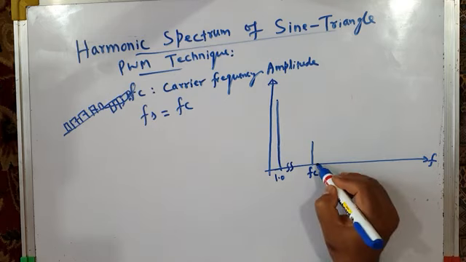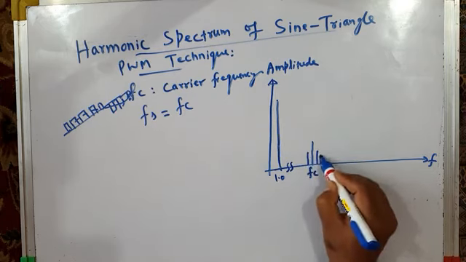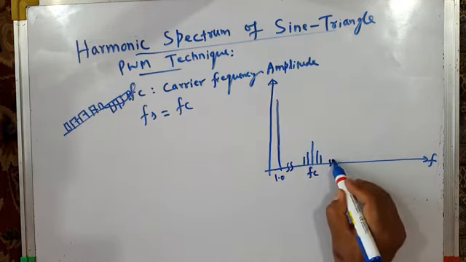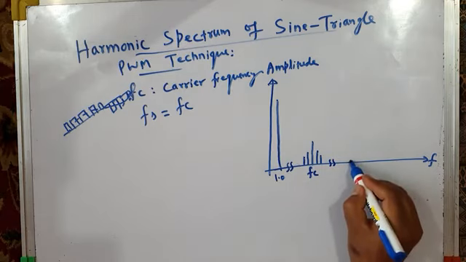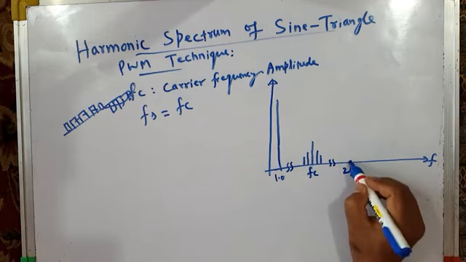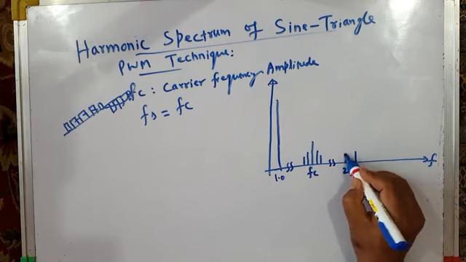Then there will be side bands around this, side bands like this. Then the next predominant harmonic will be around 2 times switching frequency, 2 times carrier frequency, 2 Fc. We will not have any harmonic at 2 Fc, but we will have its side bands like this.